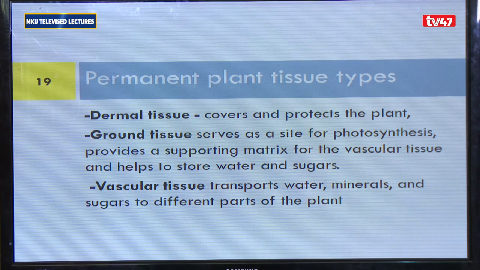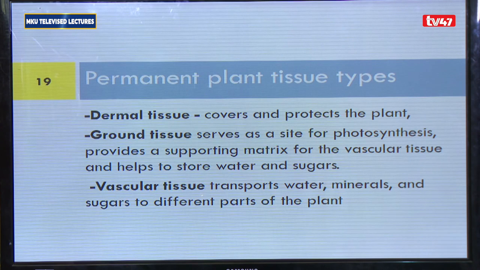And then we have the dermal tissue. The dermal tissue are associated with the epidermis. They're the ones that form the protective layer that covers and protects the plant. So they're normally found on the surfaces of the plant.